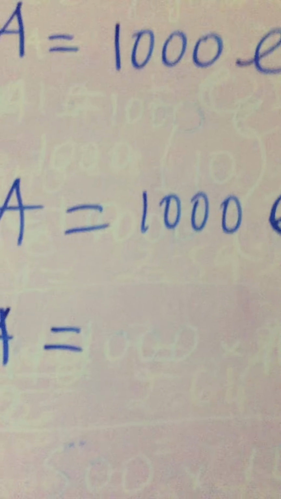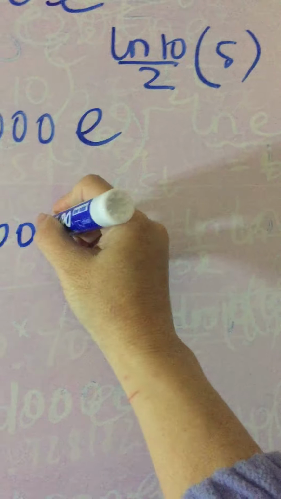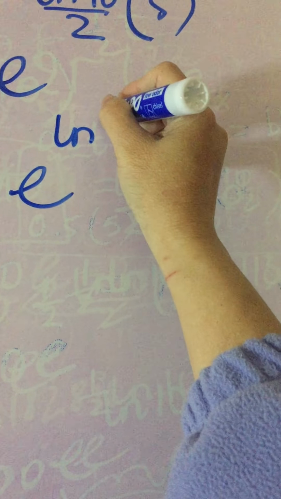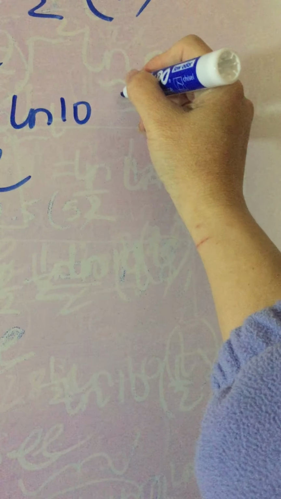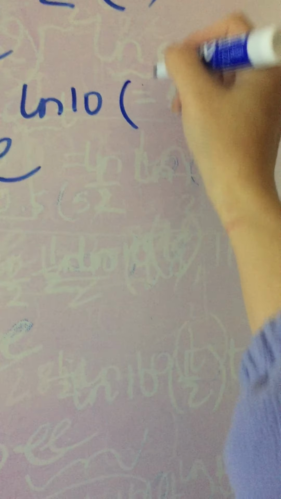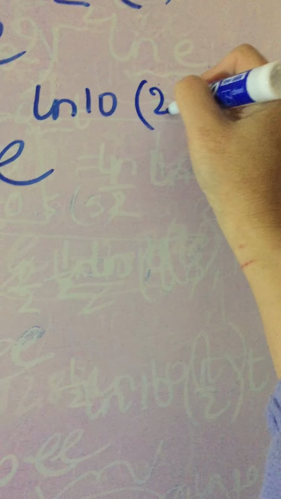e to the power ln 10 divided by 2 times 5. Let's see. Actually, I can do it like this as well. I'm going to say 1000 e to the ln 10 to the power 5 divided by 2, which is 2.5.